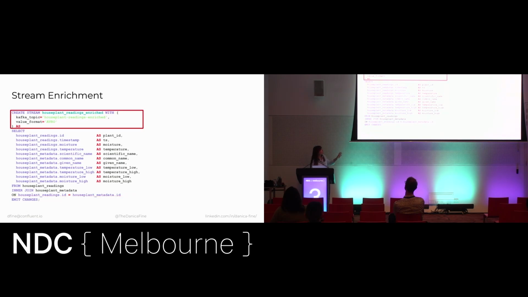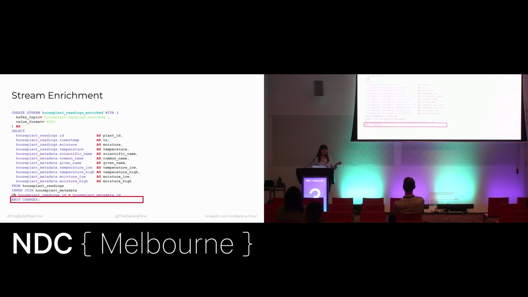So first thing, I'm going to persist the output of this statement to a stream. I want to save it there so I can use it in the next step. To do that, we're creating this stream, the enriched stream, telling it which Kafka topic to store this stream in, telling it the value format, and then the important keyword here is emit changes at the bottom.